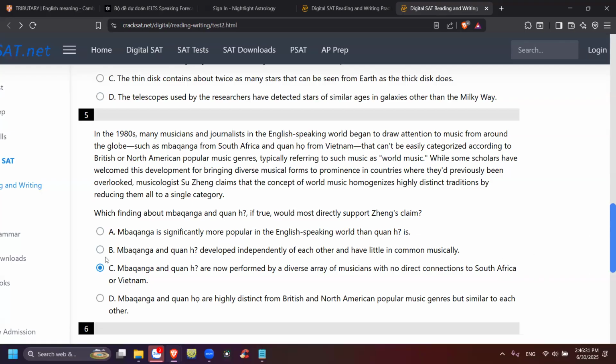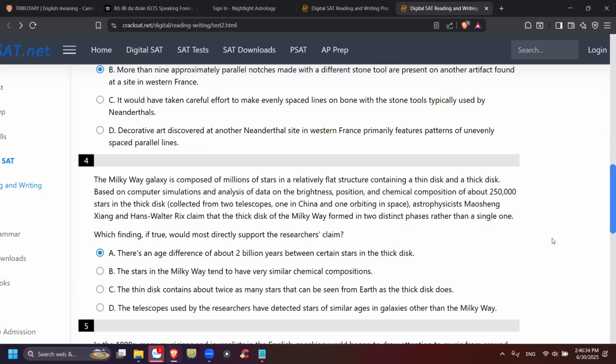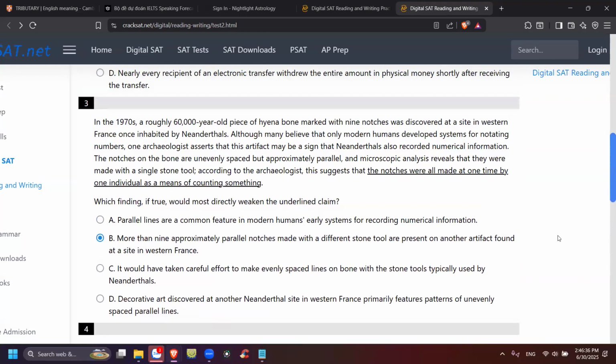All right, what's the next one? Three. Weaken the claim about decorative art. Basically, decorative arts means for decoration only. It's not as a means of counting. So if decorative art also features patterns of unevenly spaced parallel lines, it weakens the claim that this is meant for counting only, right?